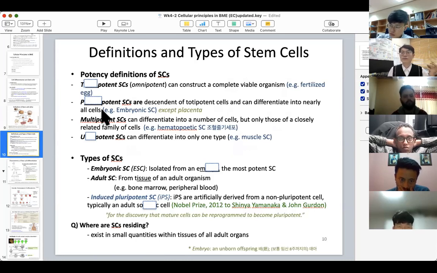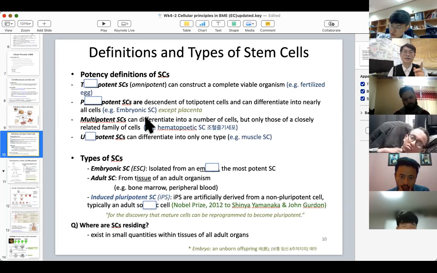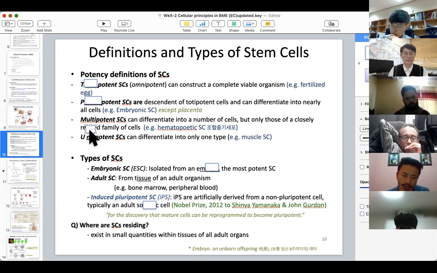And then I also define a new term, multipotent stem cells, which can differentiate into a number of cells, but only those in a closely related family of cells. For example, we talk about blood cells. There are white blood cells, red blood cells, and platelets. So there are stem cells which can become blood cells, and we call them hematopoietic stem cells. That is an example of a multipotent stem cell. And of course, I said only one type, such as muscle stem cell, and these are unipotent stem cells.